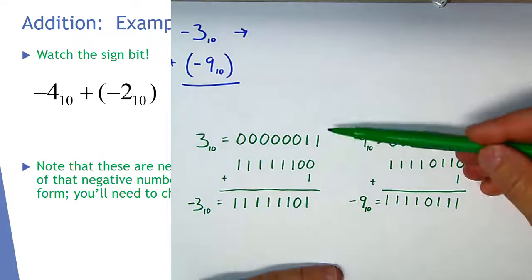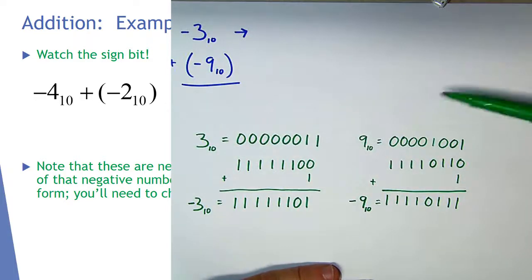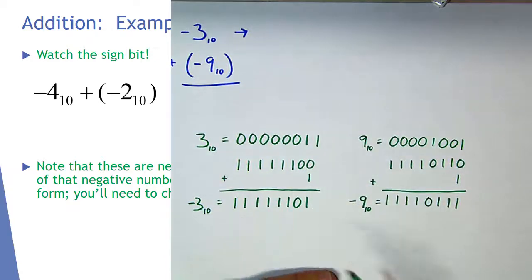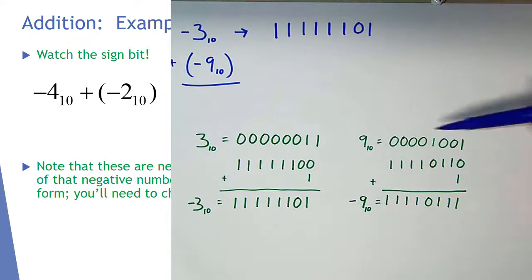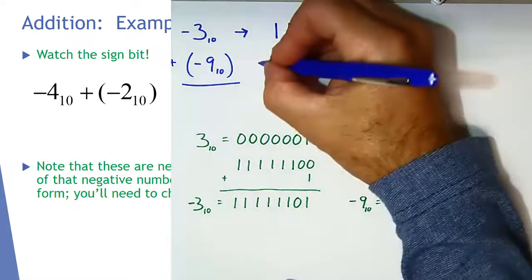Okay, so the representation of 3 has a 1 in the ones place, a 1 in the twos place, and zeros everywhere else. The twos complement will be -3, and this is our result. We can make that part of our problem. The representation of 9 is a 1 in the eights place, a 1 in the ones place, zeros everywhere else. The twos complement of that is shown here, and that is going to be -9. We can make that part of our addition problem. And now we can add those up.